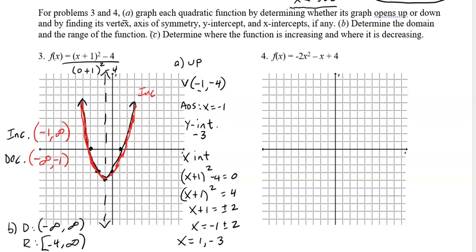Number 4, let's go ahead and set this up. So this is going to open down. It's negative in front of x squared. Find the vertex. You could change this into vertex form. We've done some of that. Or if you prefer to do the opposite of b over 2a. So the opposite of negative 1 over 2 times negative 2, which is negative 4. So the opposite of positive 1/4 is negative 1/4.